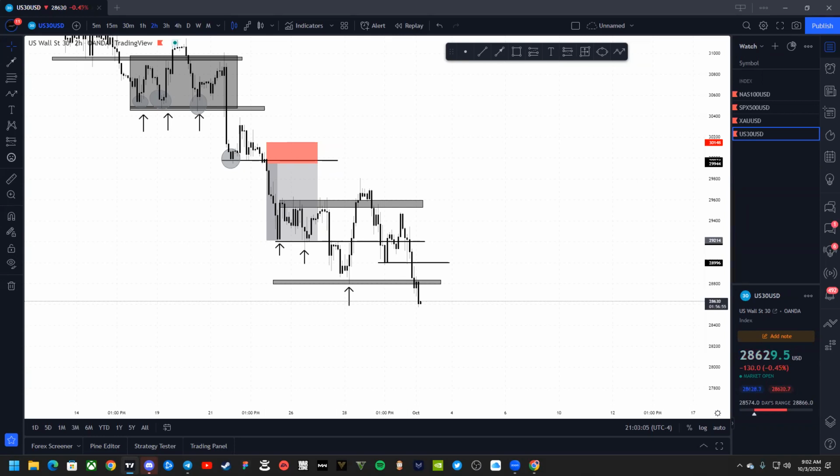Whenever I ask myself that question, it helps me indicate where price is most likely going, because if it's breaking lows, then most likely it's going to the previous lows. And if it's breaking highs, most likely it's going to the previous highs.